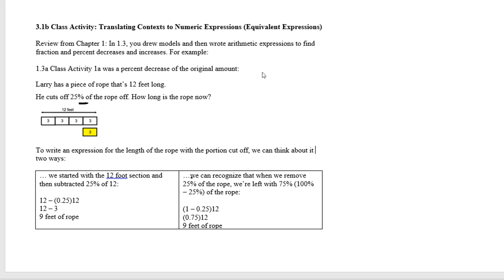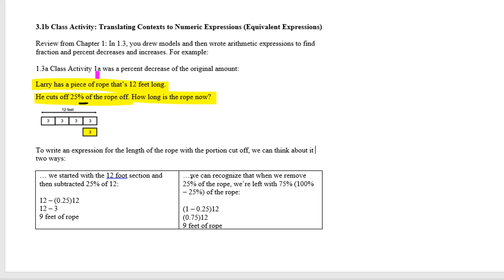So let's go ahead and start with the part on your first page that says Larry has a piece of rope that is 12 feet long. Okay, so we're going to start right here. Larry has a piece of rope that's 12 feet long. He cuts 25% of the rope off. How long is the rope now?